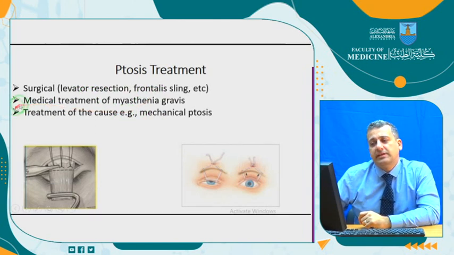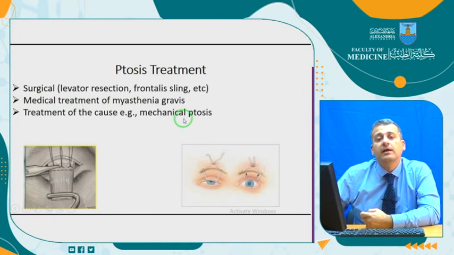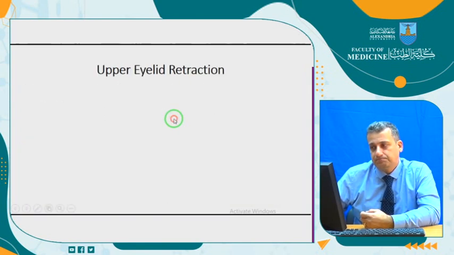We can have medical treatment for myasthenia gravis because this is a muscle or myogenic cause. We can have treatment of the cause such as mechanical ptosis. We can remove the cause of the swelling of the lid, and this will improve the heaviness or the weight being put on the lid.